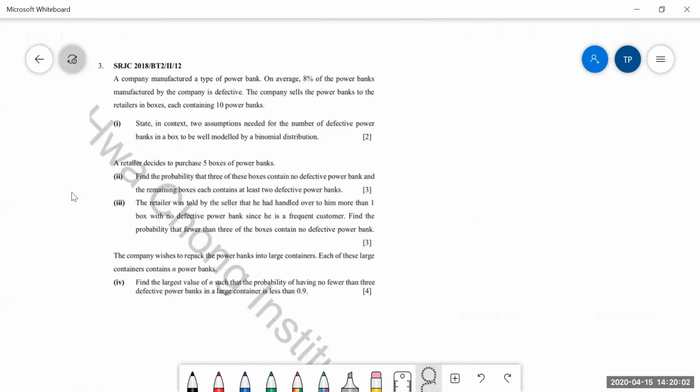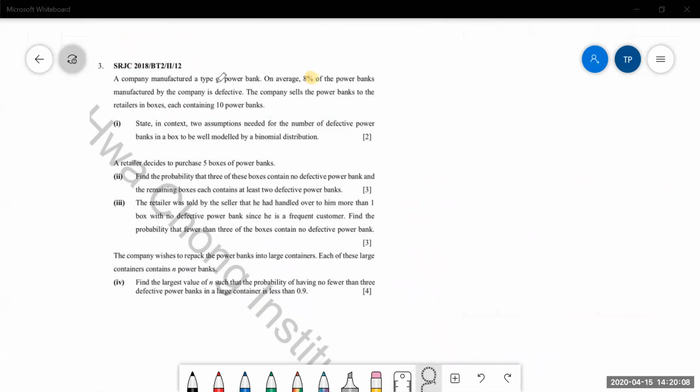Let me read the question first. Manufactured power banks, on average 8% are defective. Eight percent defective means the probability is 0.08, right? The probability of being defective. The company sells power banks to retailers in boxes containing 10 power banks. So this one could be N, and this one could be P, the probability of success. But in this case, the success is, ironically, being defective.